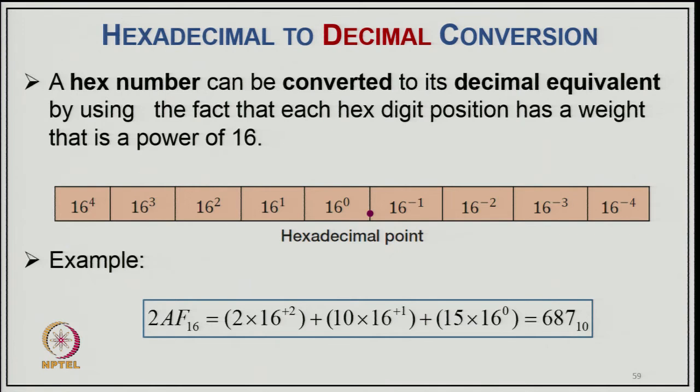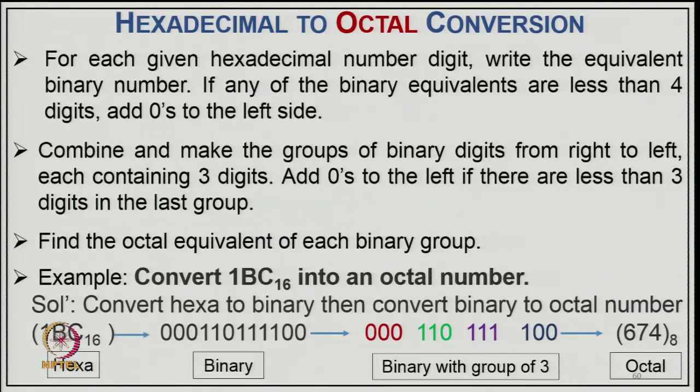So, we can have here, starting from 2 into 16 to the power 2, then A is 10, 10 into 16 to the power 1, and F is equivalent to 15 decimal, into 16 to the power 0, and this number, 2AF (base 16), becomes 687 at the base of 10, the equivalent decimal number.